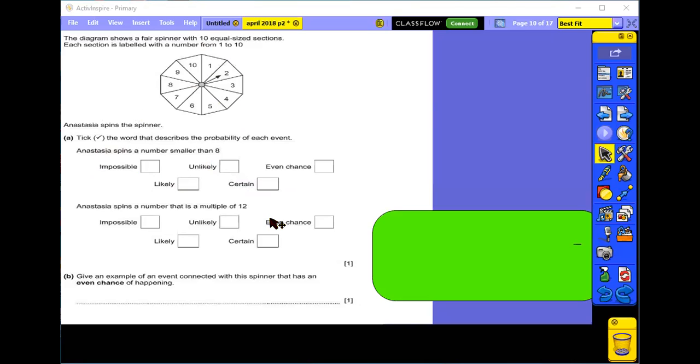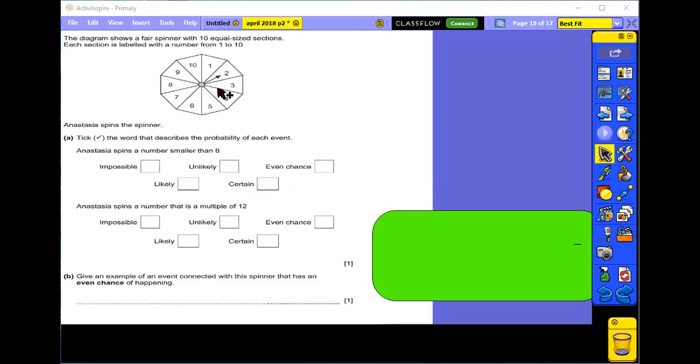Certain. Are you sure? Are all the numbers here? No, unlikely. But what's the meaning of unlikely, Yasif? Maybe it will happen or not. Unlikely means it's not happening too much, Yasif.